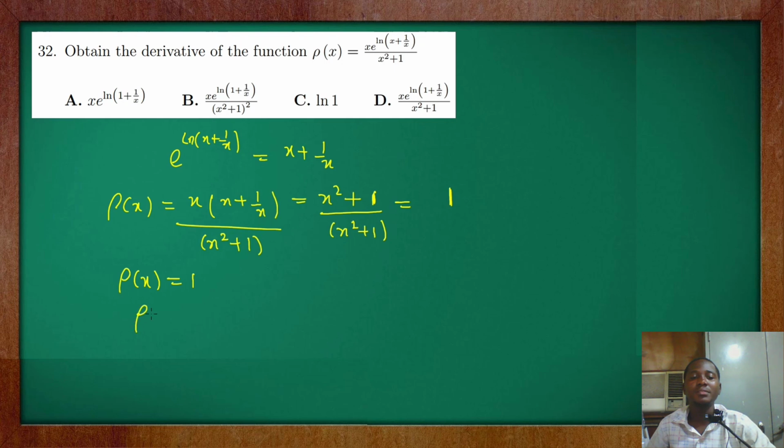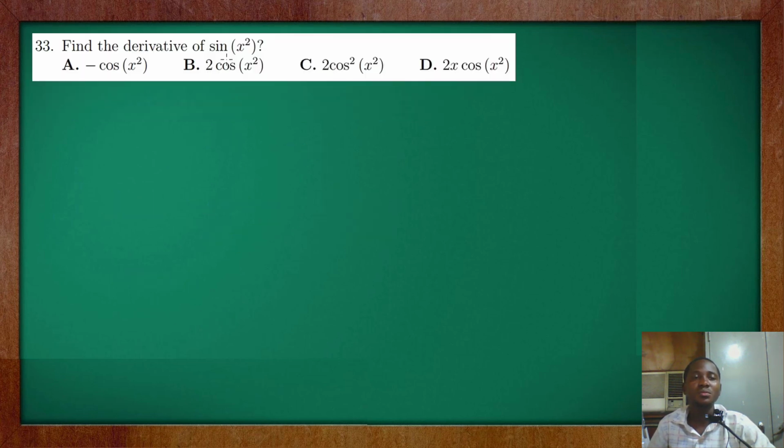And now if you take the derivative of rho of x, this will always give us 0. So the answer to this question is not part of our options. So that means we choose option E. Next question. In this question, they ask us to find the derivative of sine x squared.